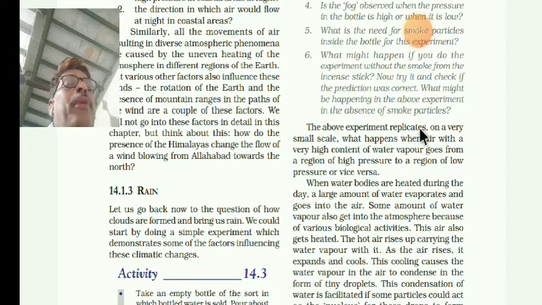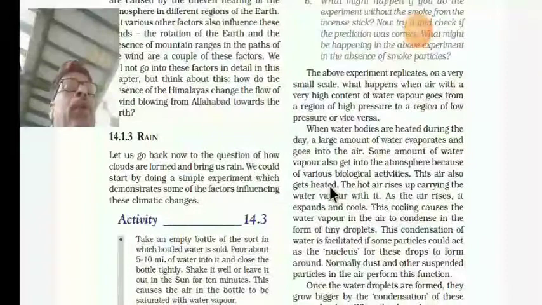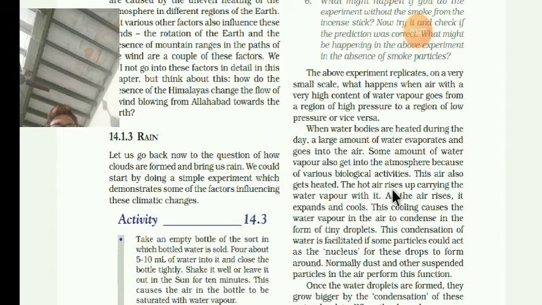The above experiment tells us, on a very small scale, what happens when air with a very high content of water vapor goes from the region of high pressure to the region of low pressure. When water bodies are heated during the day, a large amount of water evaporates and goes into the air. Some amount of water vapor goes into the atmosphere because of various biological activities also. Biological activities means, you know, for example plants also give out water, the excess of water, through transpiration. So we are calling this biological activities.